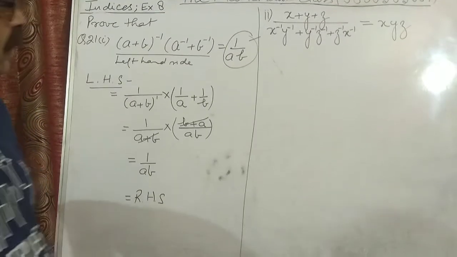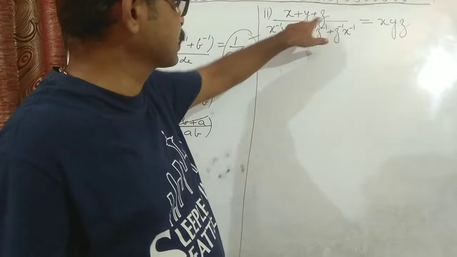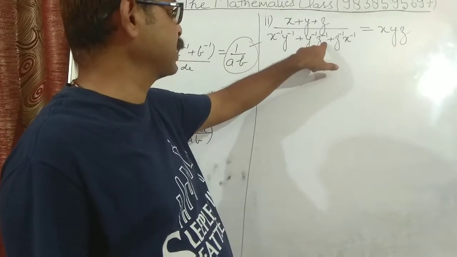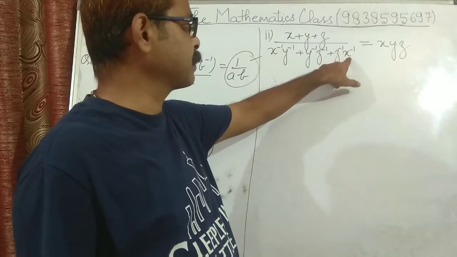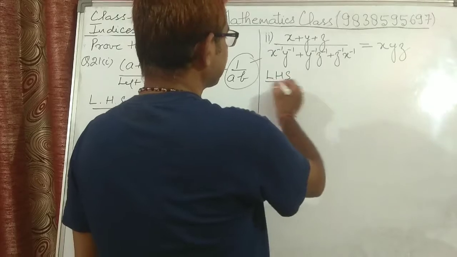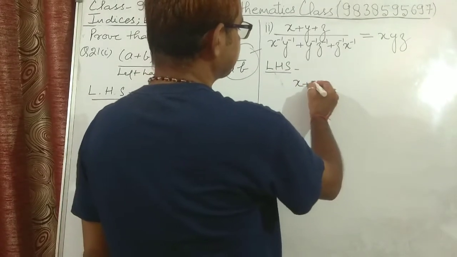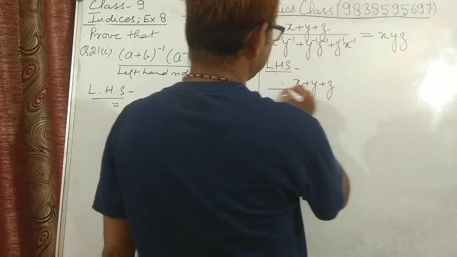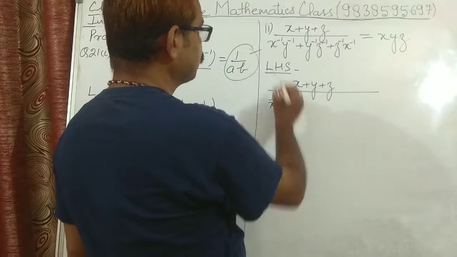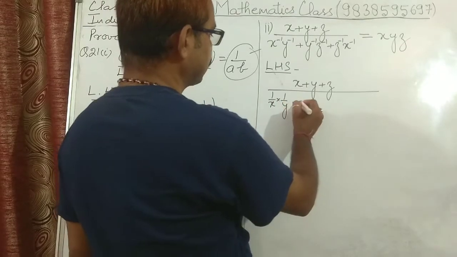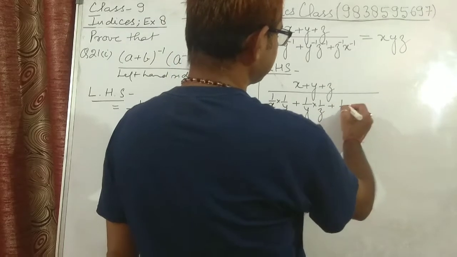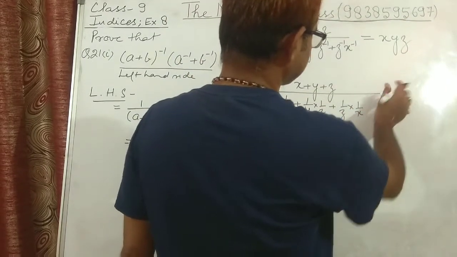Now in the second part it is prove that (x plus y plus z) upon x to the power minus 1 into y to the power minus 1 plus y to the power minus 1 into z to the power minus 1 plus z to the power minus 1 into x to the power minus 1 is equal to xyz. We will proceed from left hand side. So first I am writing LHS. Now x to the power minus 1 can be written as 1 upon x, into 1 upon y, plus similarly 1 upon y into 1 upon z, plus 1 upon z into 1 upon x.